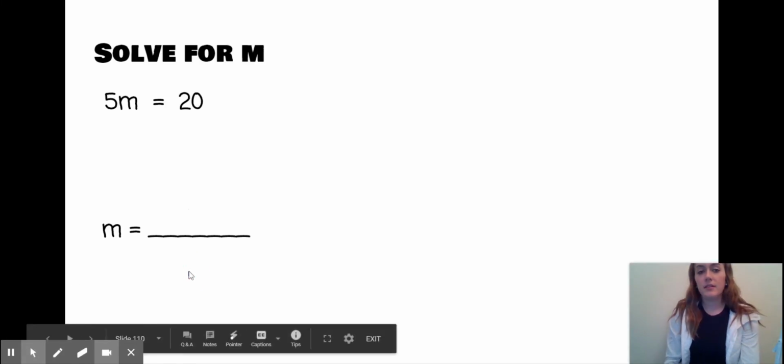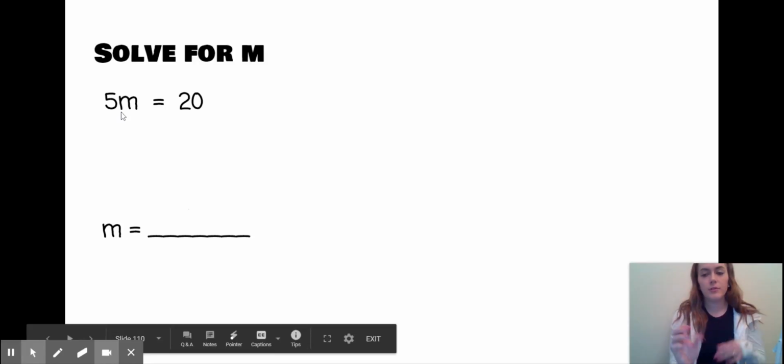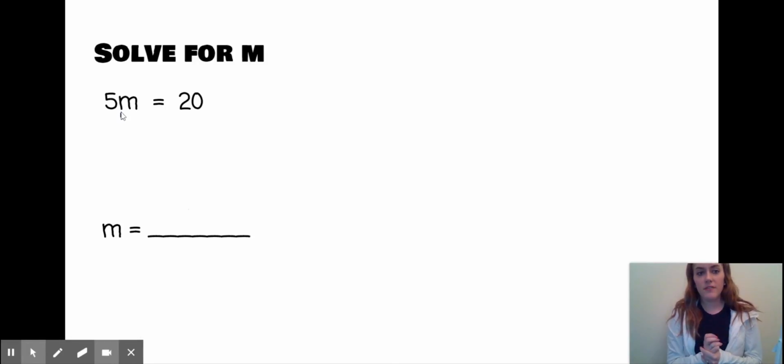All right, so now we see that this is going to be multiplication. We know that when there is a number and a variable right next to it, we are multiplying. So this wants us to solve for m. We need to figure out what multiplied by 5 gives me 20. 5 times what gives me 20. Now, a lot of you already know your multiples of 5 right off the top of your head. Okay, 5 times what gives me 20? 5, 10, 15, 20. Okay, so I have 4.